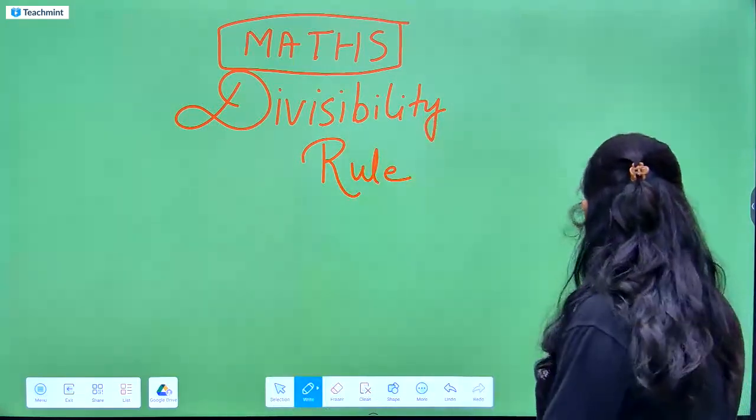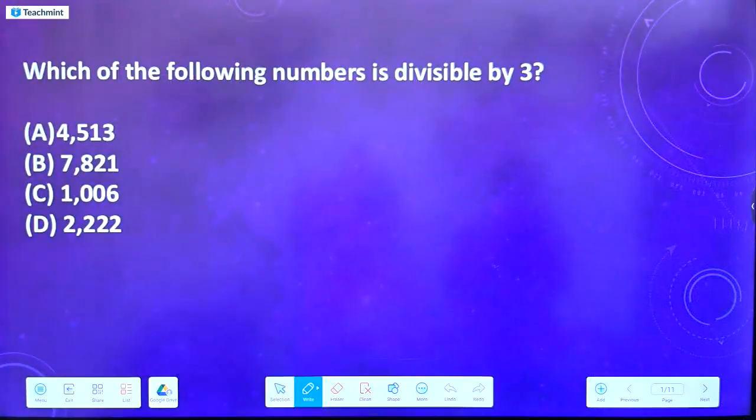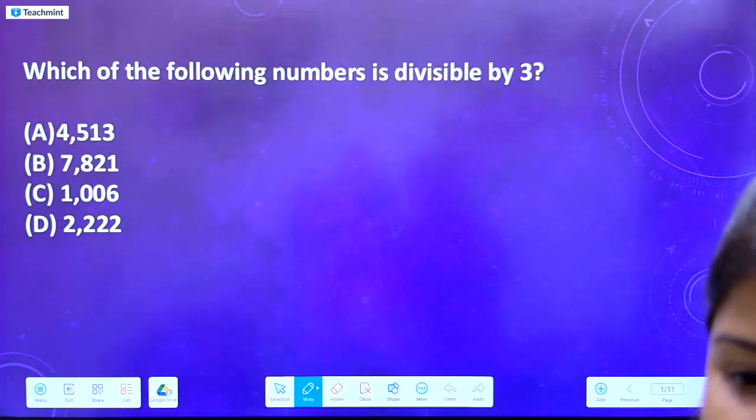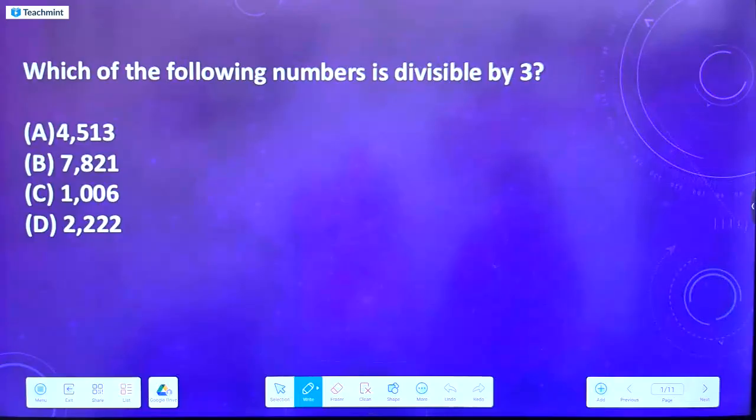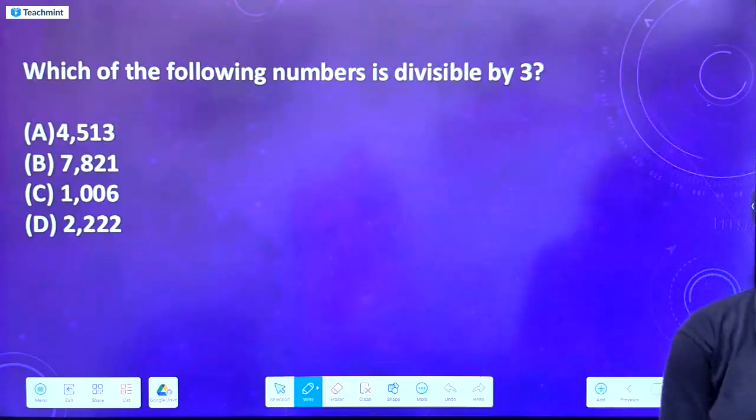I hope most of you have joined the class. So let us start with the very first and easy question. Which of the following is divisible by 3? And here you go. You can answer me in poll, okay? Quickly. And let me see how many of you give me the correct answer. Remember the divisibility rule of 3.